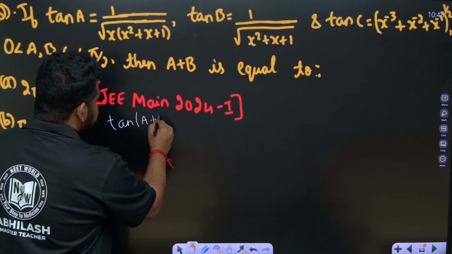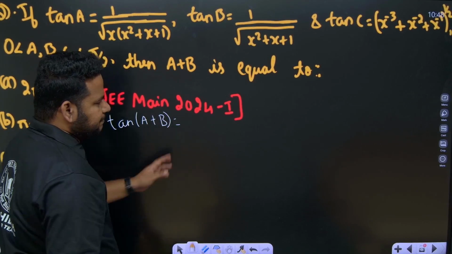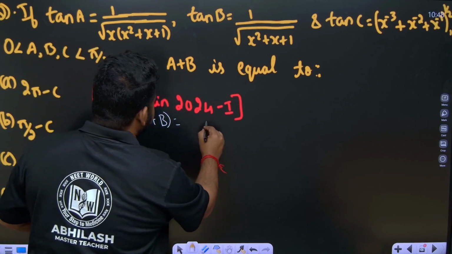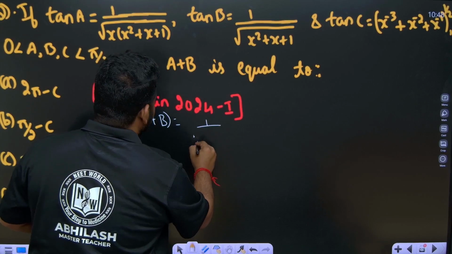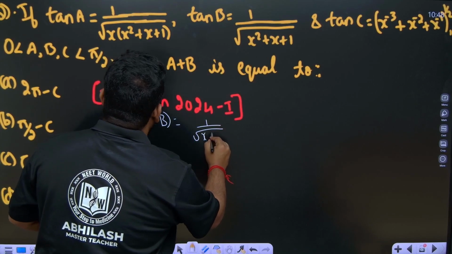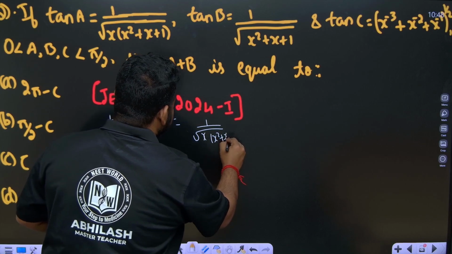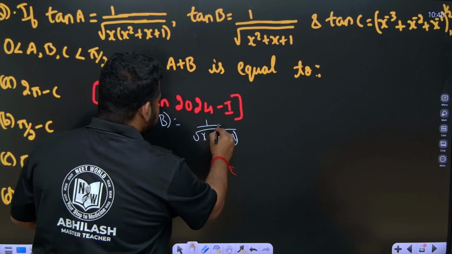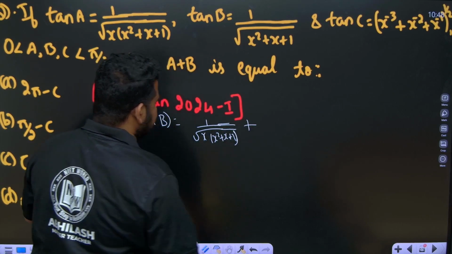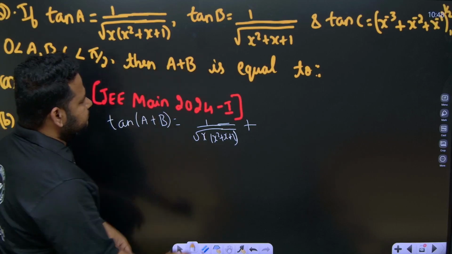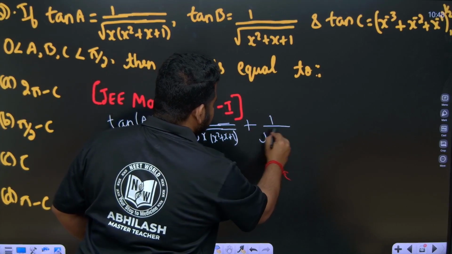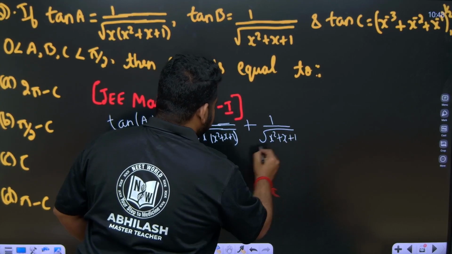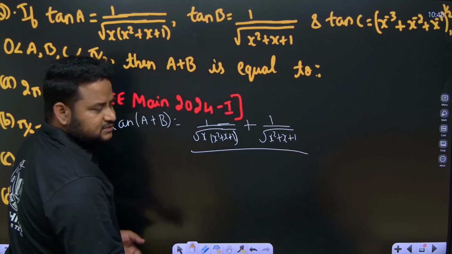Tan of a plus b is nothing but tan a plus tan b by 1 minus tan a tan b. Tan a is, directly I will write it, 1 by square root of x into x square plus x plus 1. This is the thing we have. Tan a plus tan b is 1 by x square root of x square plus x plus 1, divided by 1 minus tan a tan b.